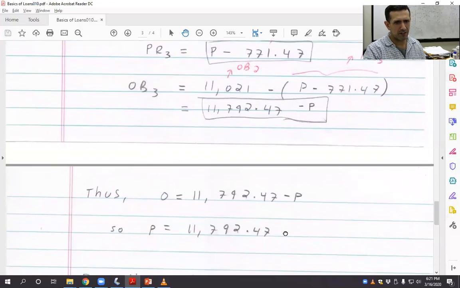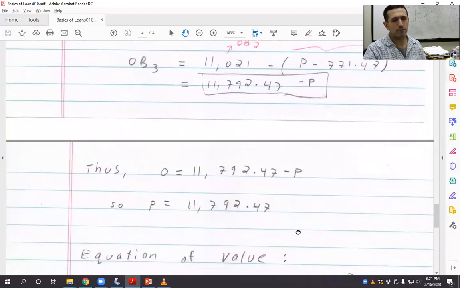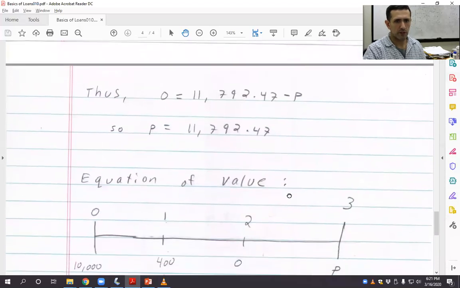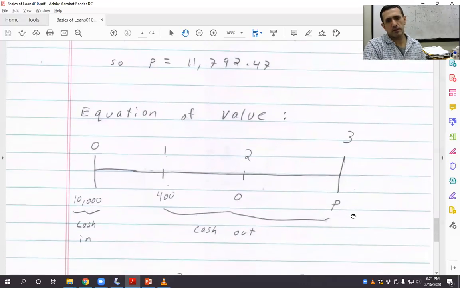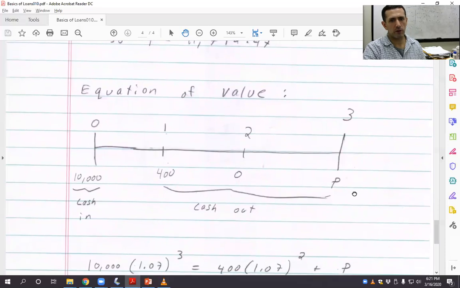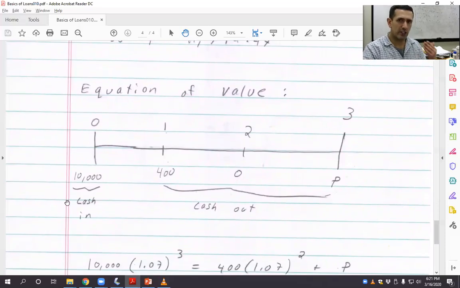Okay, and yeah, let's set up the equation of value. The unknown is at the end of the loan, so let's set up the equation of value at t equals 3. Basically, since it's the end of the loan, we're taking the accumulated value of everything. Or rather, the accumulated value of the cash in equals the accumulated value of the cash out, time value. Okay. So the accumulated value of the cash in is just 10,000 times 1.07 to the third. That accrues 3 years of interest, 1, 2, 3.